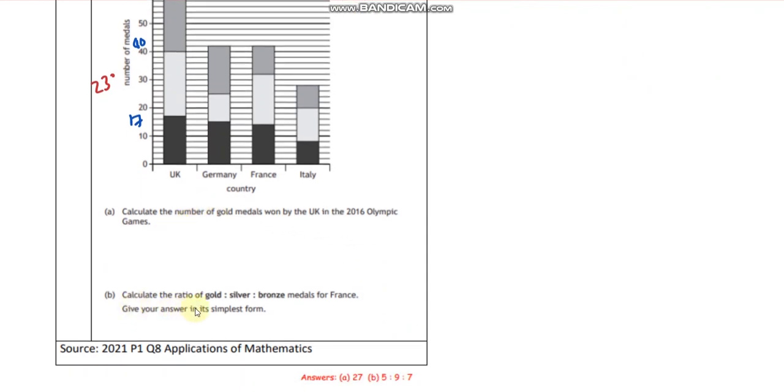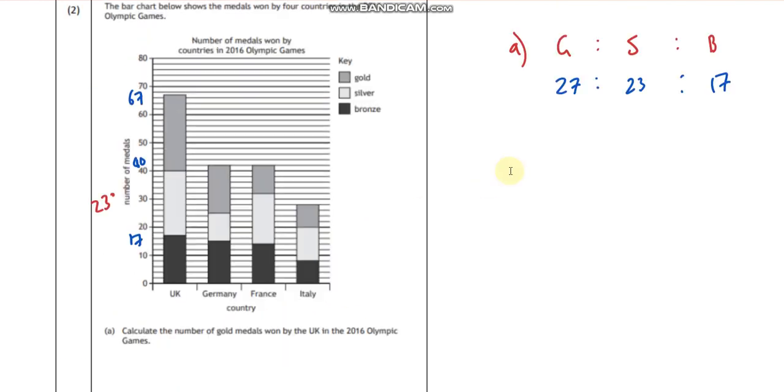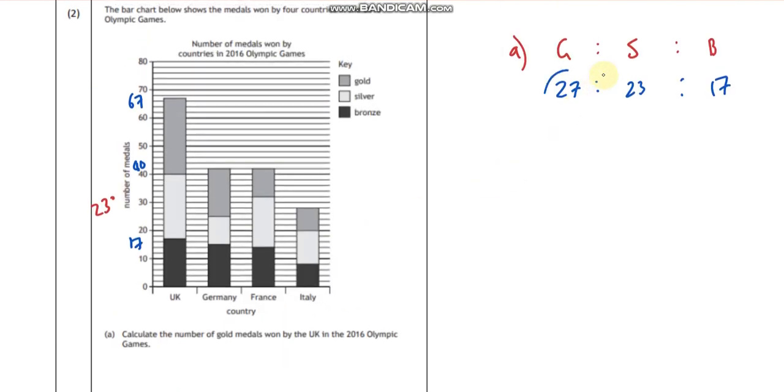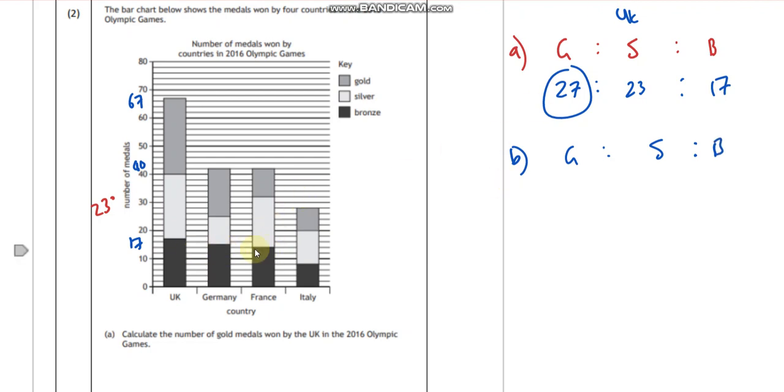And we're saying calculate the ratio of gold, silver, and bronze medals for France. I just did that for the UK, where the answer was just 27, but I just did it as a ratio. Let's do the same for France. So gold, silver, and bronze. What did France get? Well, they got 14 bronze. So good for France.